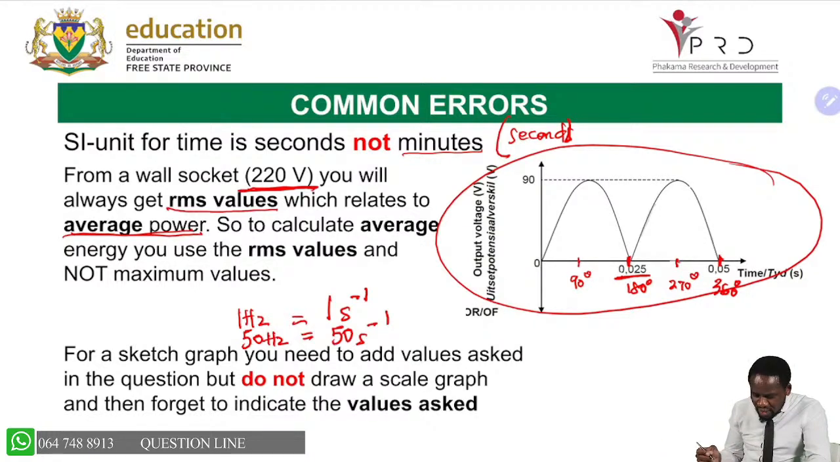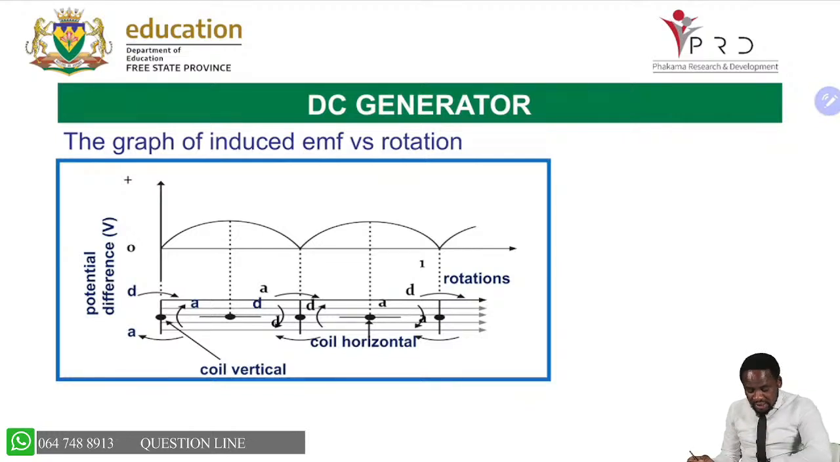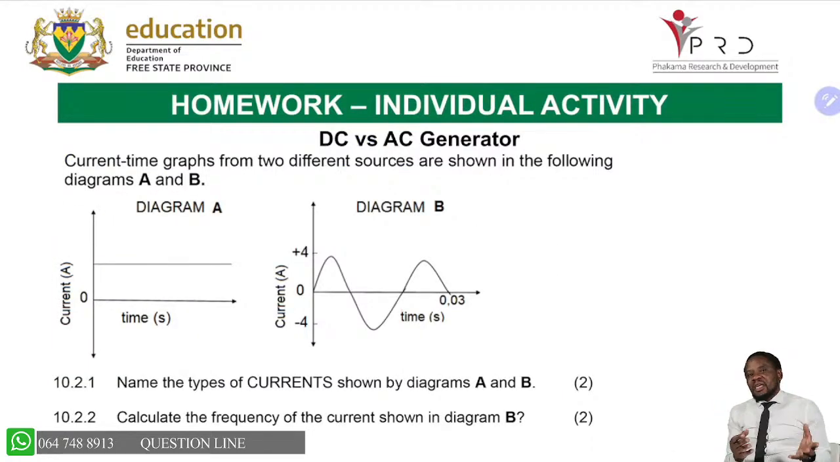The issue of graphs, we'll look at it. Now, this is a DC generator. The output we're explaining: when do we get 0 volts? When do we get maximum? 0, maximum, 0. So this current or potential difference is in the same direction, which is not of particular interest for us today. Ours has to do with the AC.